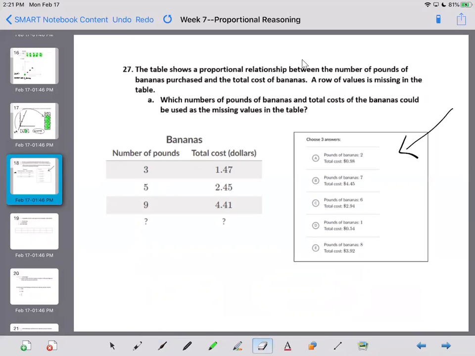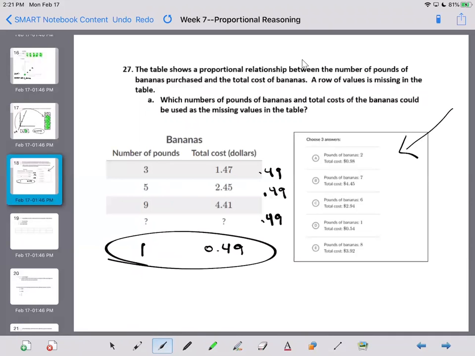And I'll just write that down here. That would be 49 cents per 1 pound. If you take $2.45 and divide it by 5, you're going to get, again, 49 cents. $4.41 divided by 9. So you're going to get the same constant of proportionality as you go through the table. And it goes back to that unit rate, okay?